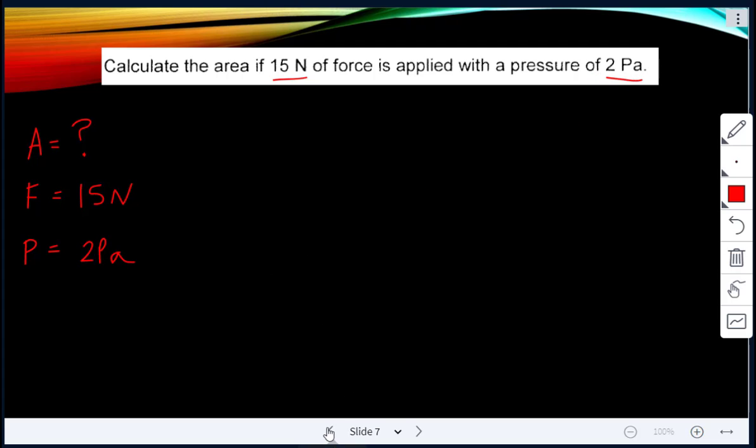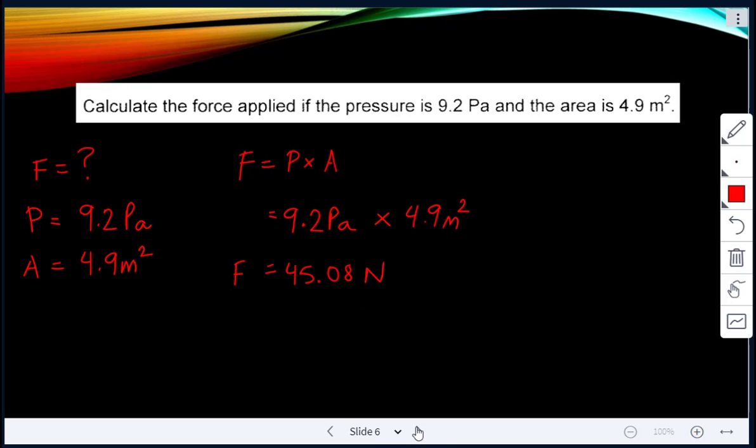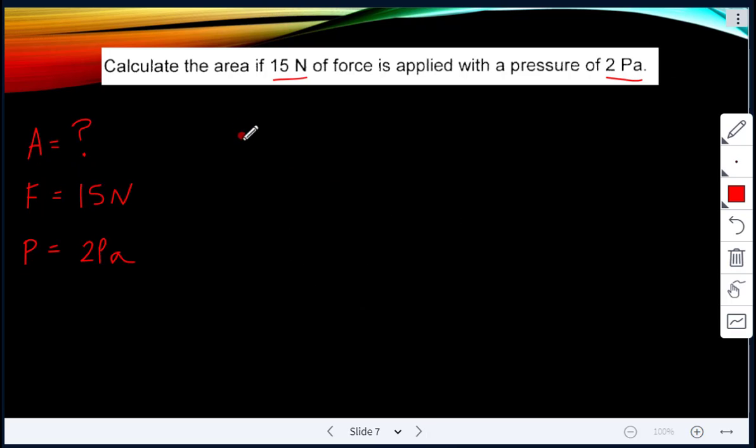So let's just go back to our formulas here. Area is equal to force divided by pressure. Okay, so area is equal to force divided by pressure. So area will be equal to 15 newtons divided by 2 pascals. All right, so 15 divided by 2 will give us our area. So our area is equal to 7.5 meters squared.